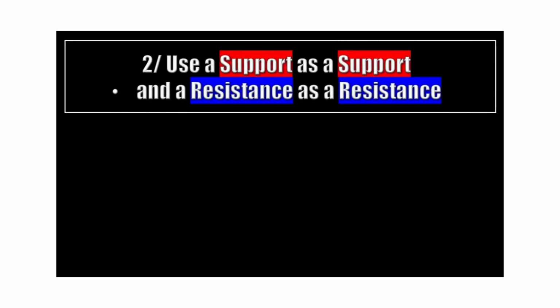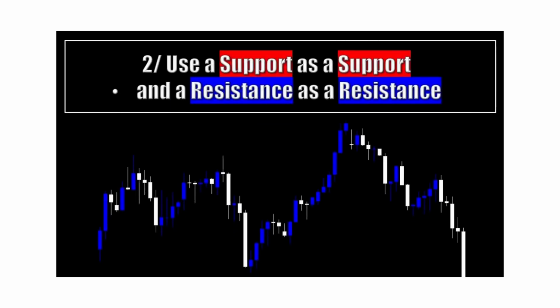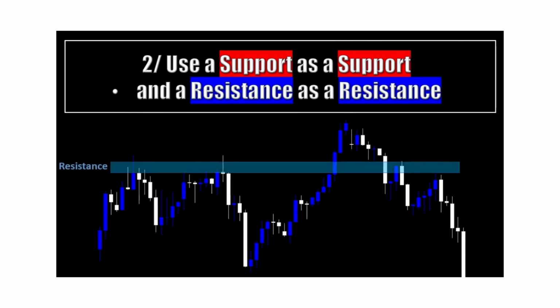Use a resistance as a resistance. Here is a resistance level. We can see it clearly bounces 3 times out of it, then broke above, and came back to retest it. Did it react as a support? No, it didn't. But once again, once it broke below, it rejected 2 times as a resistance again.